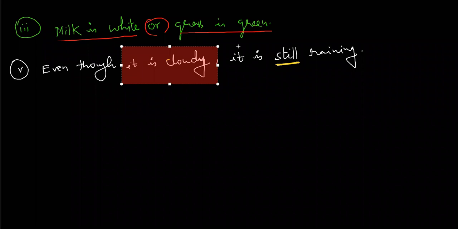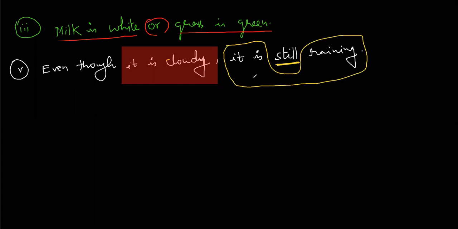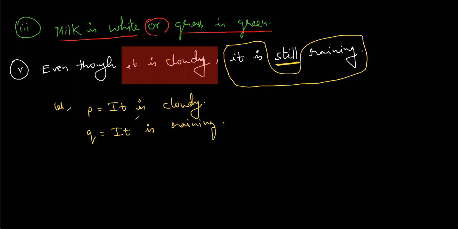So I will take P as, let P be "it is cloudy", and Q is "it is raining". So what will the symbolic form be? The symbolic form is P and Q.